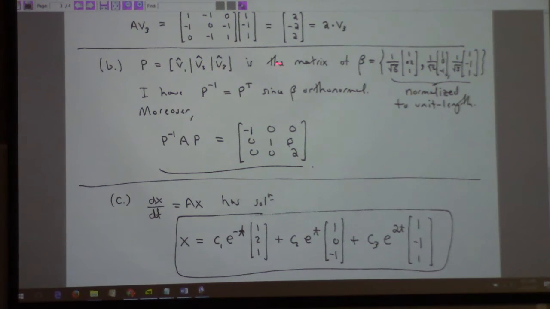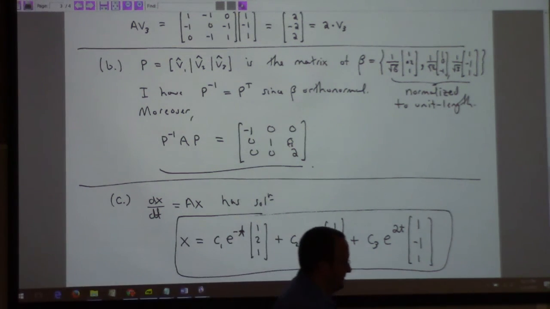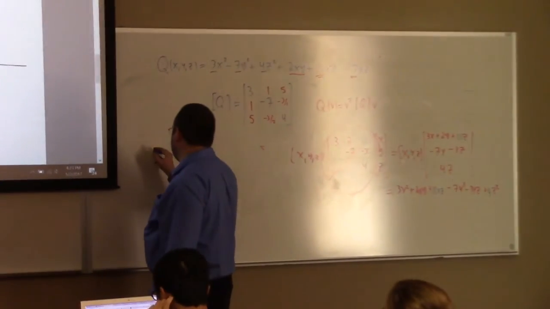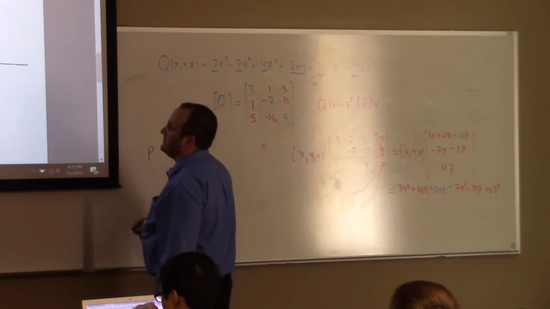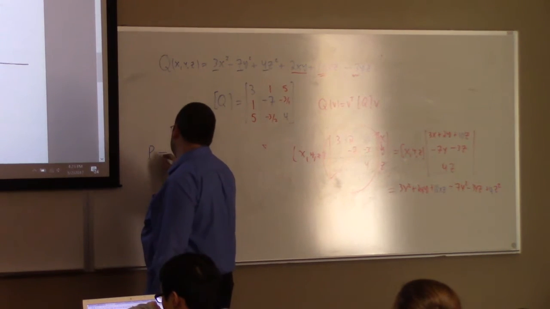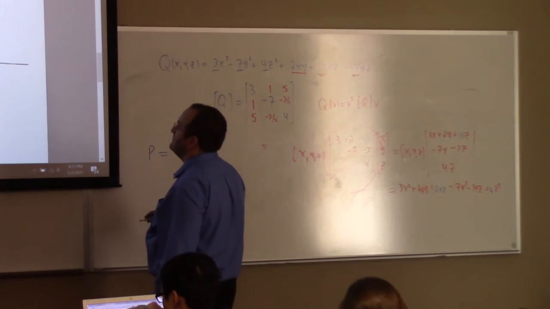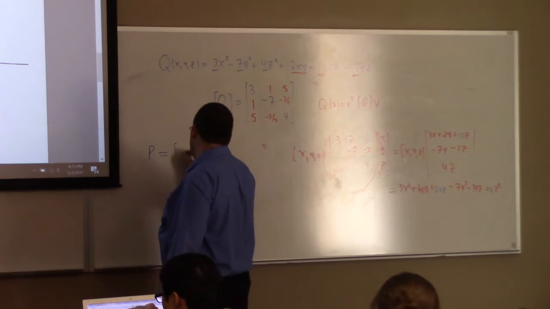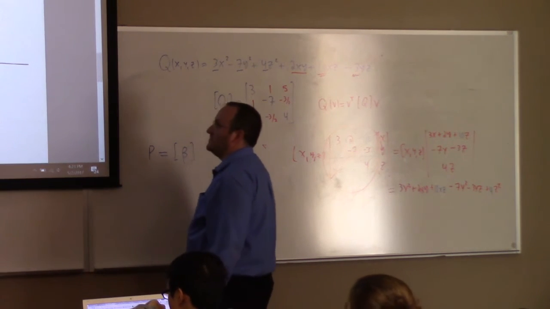I think I have neglected to write a very important equation here. What's the equation I'm missing? Actually, this is kind of a deal breaker. I'd take a point off your test if you were missing this equation. I'm sorry, guys. So I should have said one important thing. P is equal to what? Right, the matrix of beta. That's the thing I didn't write, but I should write.